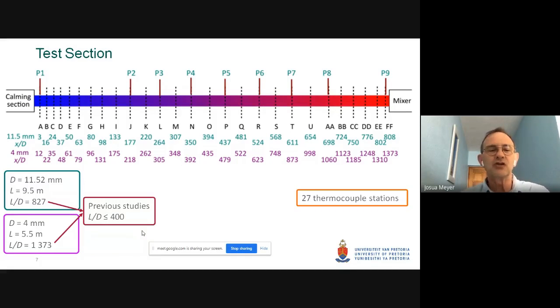What is also very unique of our experimental study is the length to diameter ratios, which were in the order of magnitude of about 800 to almost 1,400. If we compare this to what has been done previously in literature, the longest ones in literature were about 400, or they were all shorter than 400 diameters. So our tube length was 2 to 3 times longer than what was done previously in the literature with the highest length to diameter ratios. Next slide, please.